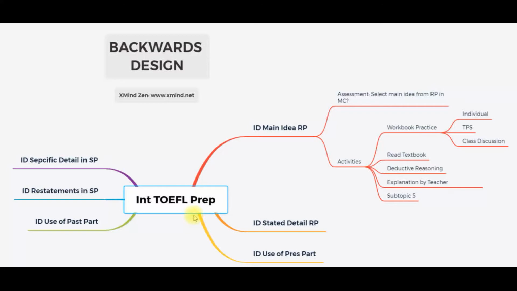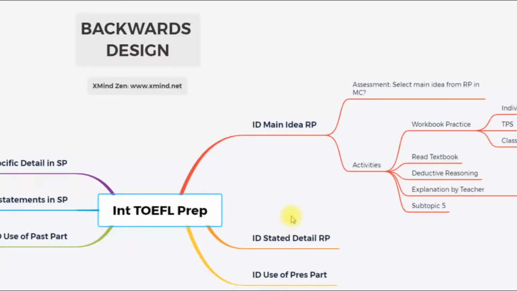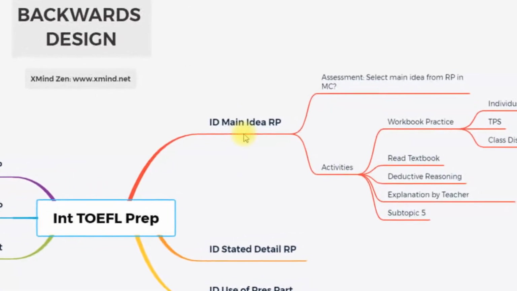So what I do is I start with a class, intermediate TOEFL prep right there in the middle. And then I come up with my outcomes and I branch those off of the topic. And then what I do is I ask myself, okay, how am I going to know that they have met that outcome? All right. So I make a branch here and I have the assessment. Okay. So here it says ID, main idea, RP. These are some abbreviations that I use to keep it simple for myself. Identify the main idea in a reading passage.